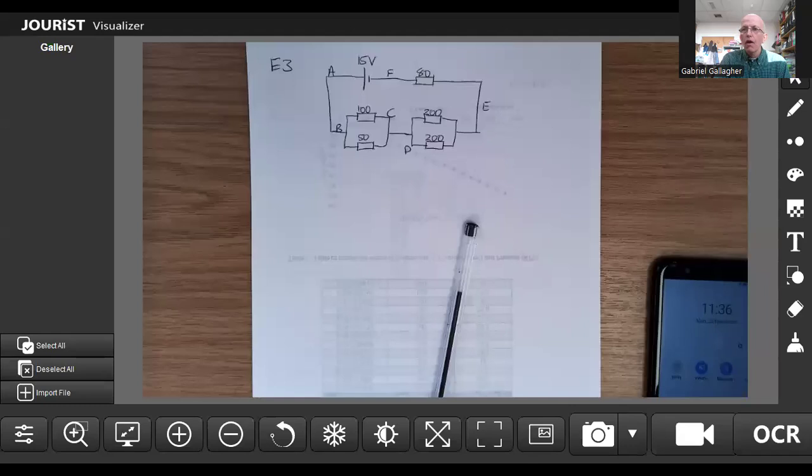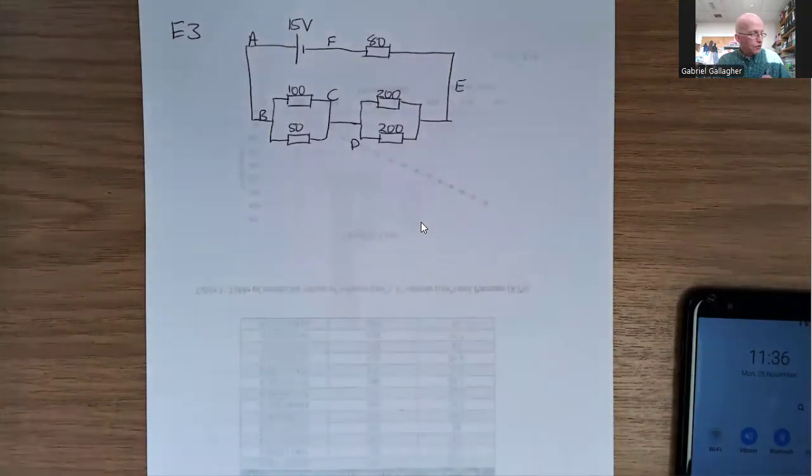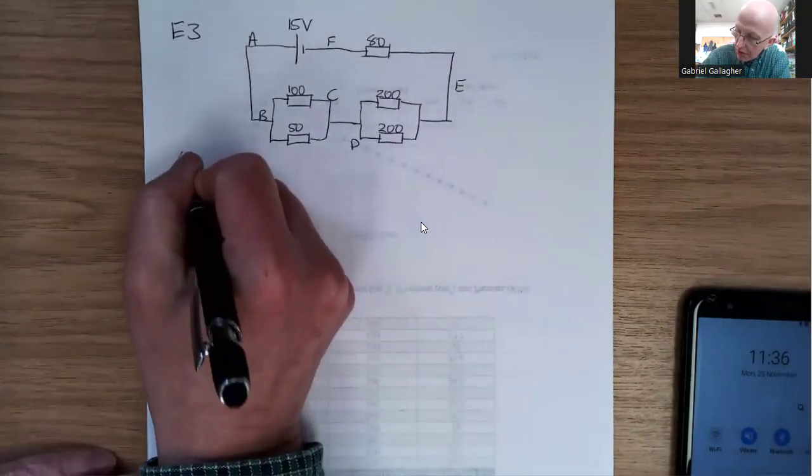Another one of the electrical questions in your booklet. We're on to question E3, and I need to share the visualizer. From the visualizer, you can see the circuit in question E3. As we said before, the questions are pretty well all the same. So we start with working out what the total resistance of the circuit is.